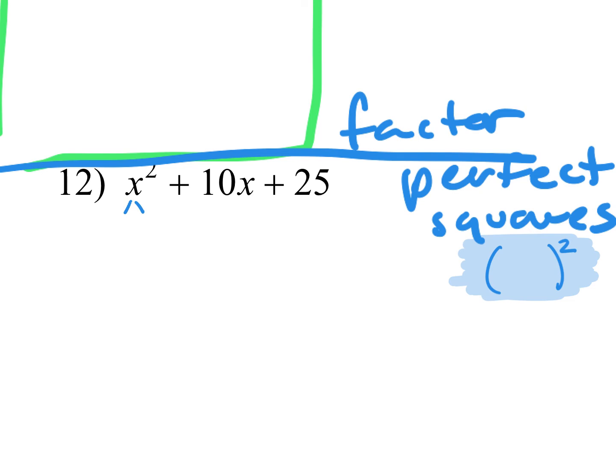So what times what gives us x squared? X times x. And what times what gives us 25? 5 times 5. So in our parentheses, we have x and 5, and it's going to be squared. Don't forget your squared. What's the sign that goes in the middle? Plus, because since we have a plus sign here, it's a plus sign that goes in the middle. So you always take the first sign that it gives you. If it's a plus, you put a plus in the middle. If it's a minus, you put a minus in the middle.